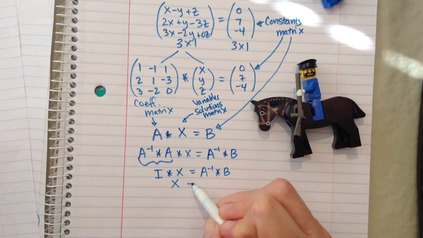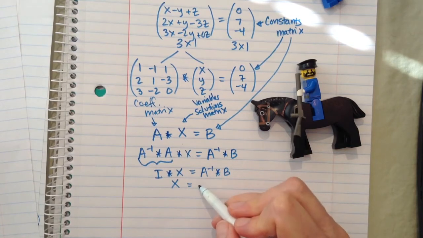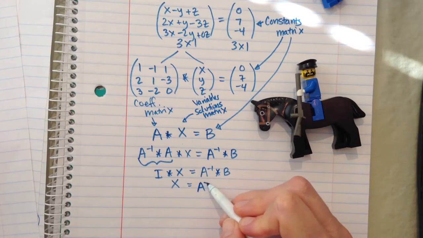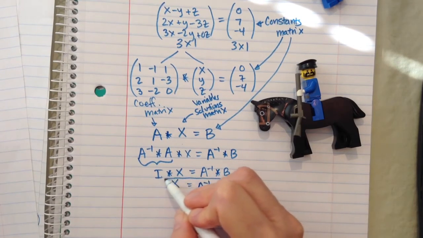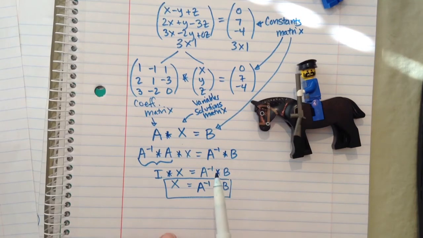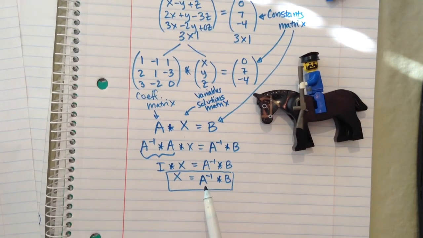So there is our solution. The solution matrix is equal to the product of the inverse of A times B. And there's our solution. Now, a couple things to note here. This is only going to work if A is square and A has an inverse.